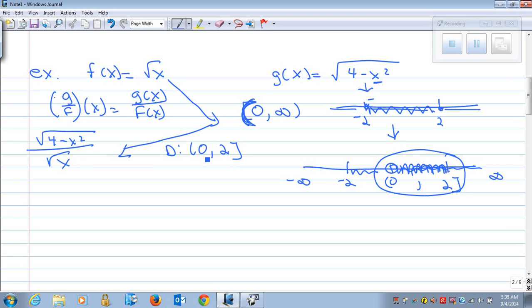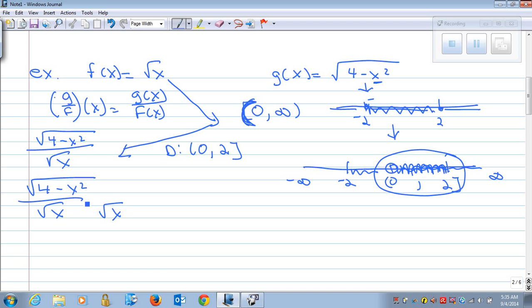Now let's go ahead and talk about simplifying something. We really don't like square roots in denominators, so I'm going to show you how to clear that out real quick. So, the square root of 4 minus x squared over the square root of x. To get rid of a square root, you could multiply by the square root, because that would be a square root squared, and they would cancel each other out and just become x.